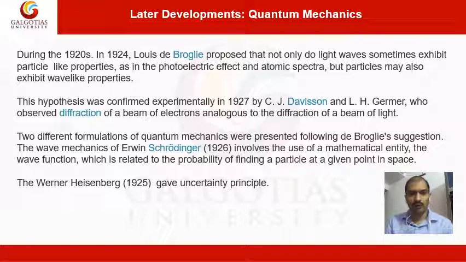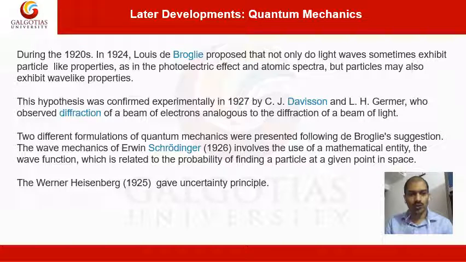This hypothesis was confirmed by experiment in 1927 by C.J. Davisson and L.H. Germer, who observed diffraction of a beam of electrons analogous to the diffraction of a beam of light. So this diffraction experiment was done by Davisson and Germer. This makes the basis of spectroscopic techniques like X-ray diffraction, where the expression 2d sin theta is given after this observation.